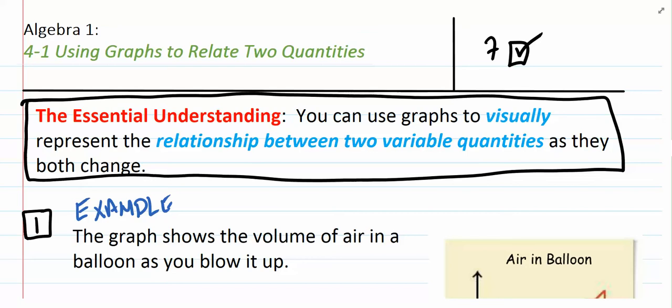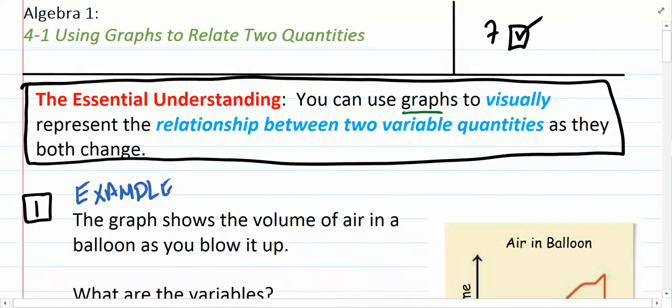Okay, the essential idea here is basically this. We can use graphs to visually represent the relationship between two variable quantities as they both change. Now, I'm pretty sure you have a pretty good understanding of what graphs are, but we really want to have a deep understanding of the fact that two things are changing at once and how we can relate those two things. So there's 7 boxes, so let's get into the first box here.